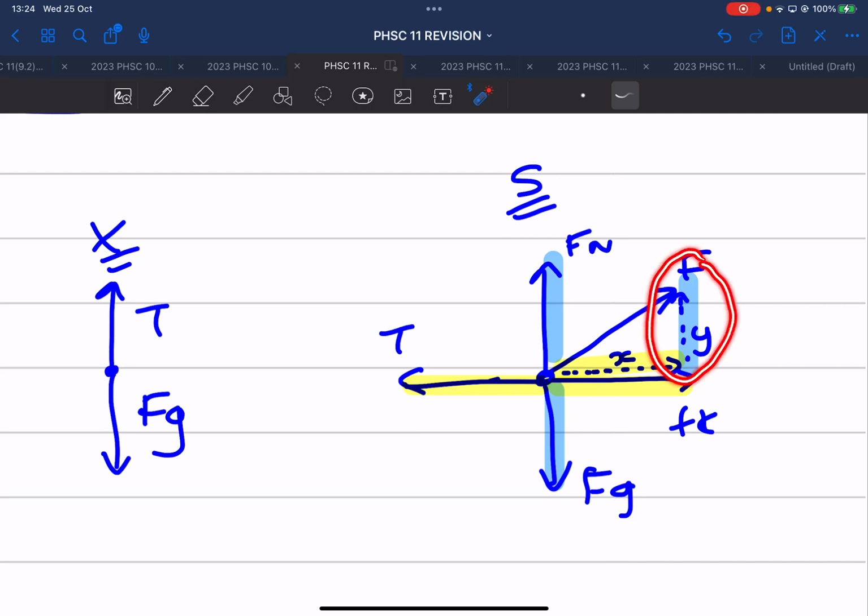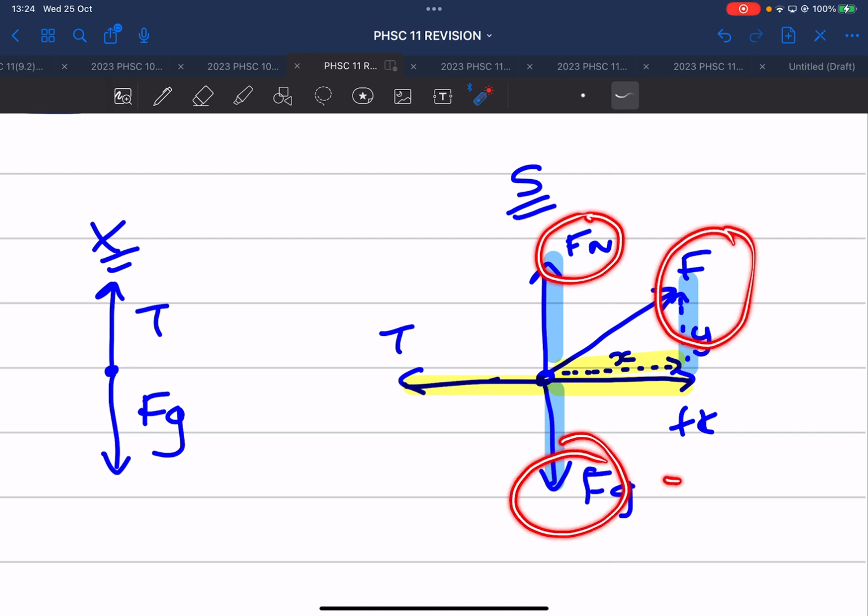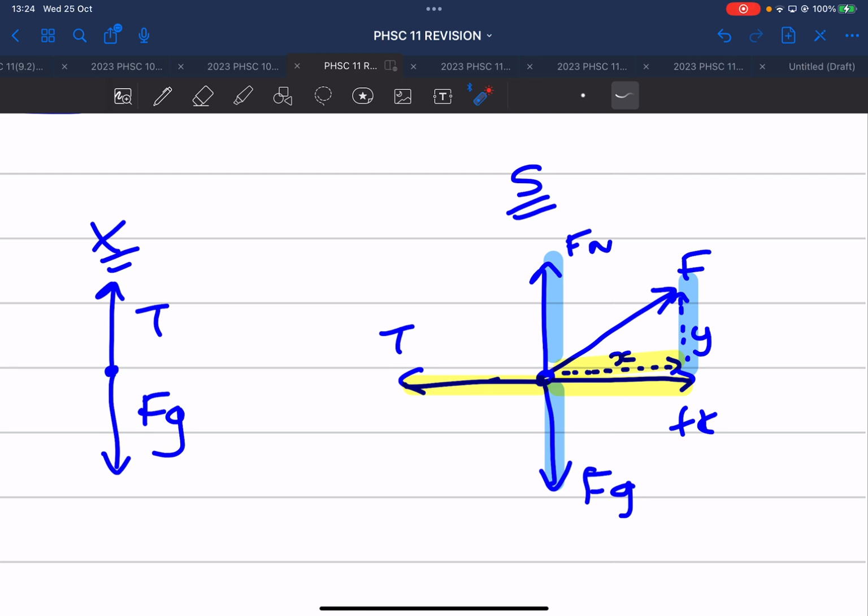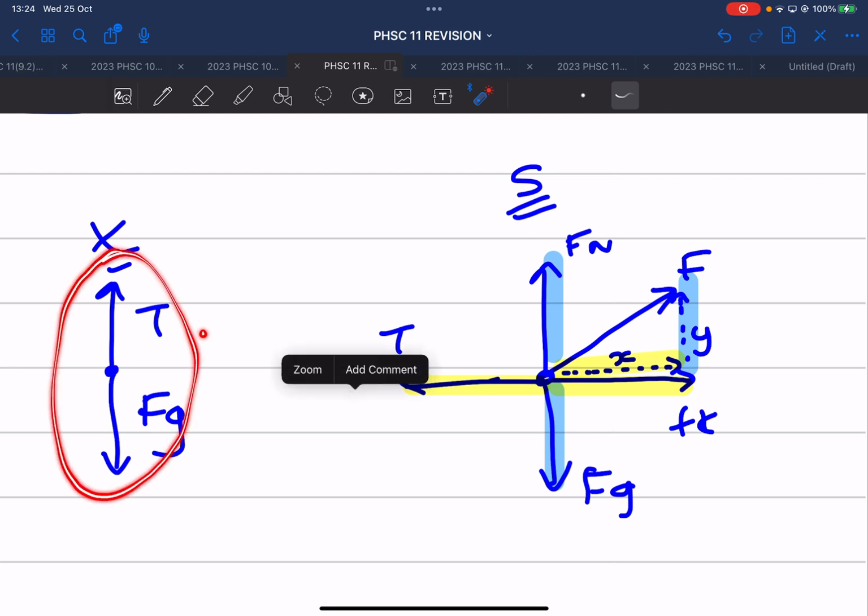There's an Fy going up, an Fn going up, and an Fg going down. So we cannot say Fn is equal to Fg. We cannot say that, because there's another Y force playing in. So we can say Fn plus Fy is equal to Fg. Then my question to you, Fatima, is: these forces, do I highlight them blue or yellow?